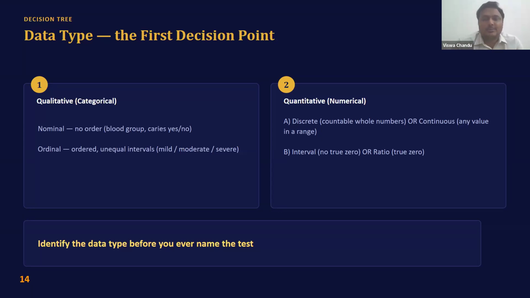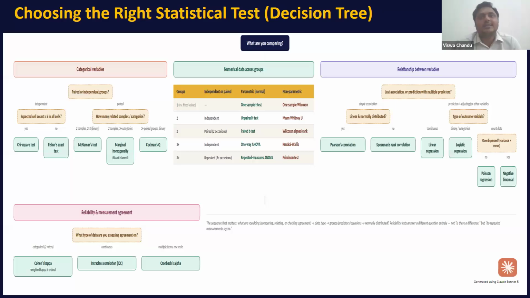So that is about the brief data types. And this is choosing the right statistical test. So I have developed it with Claude Sonnet 5. So what are you comparing?